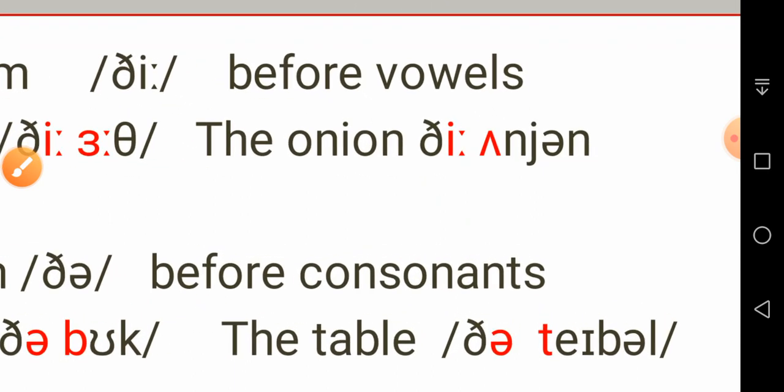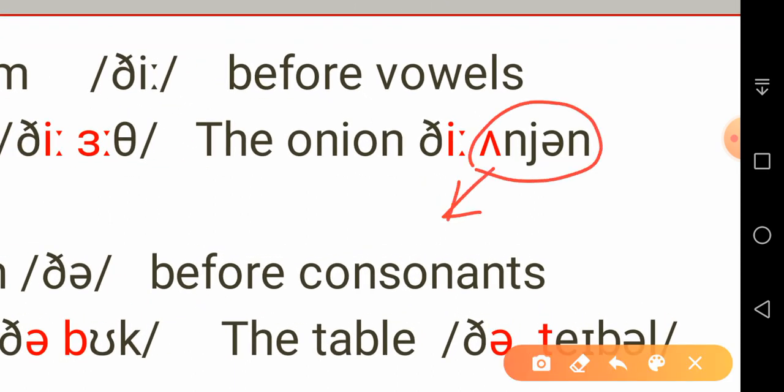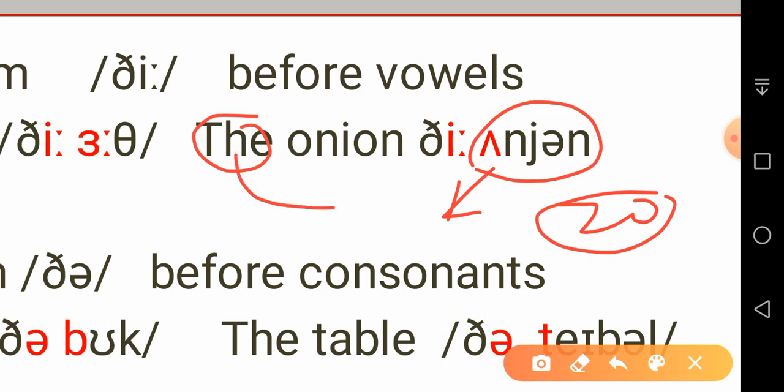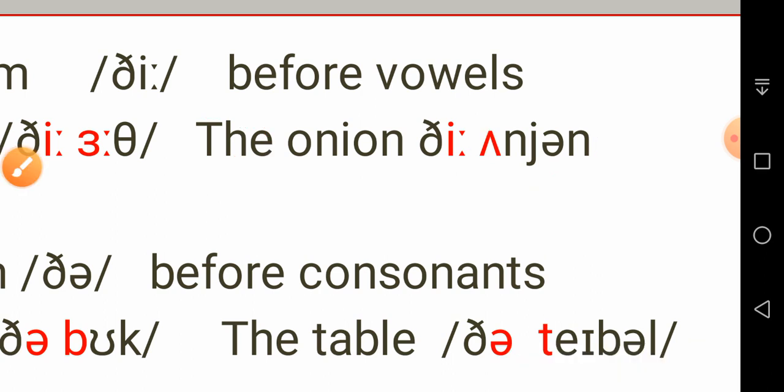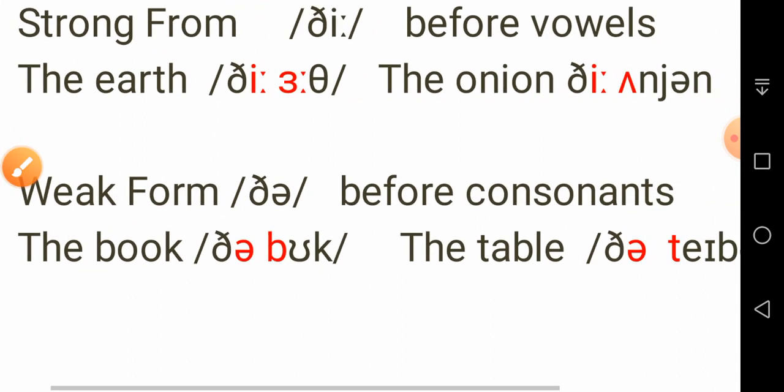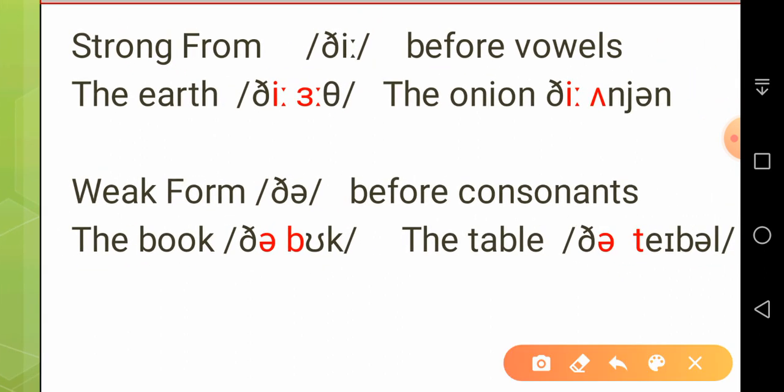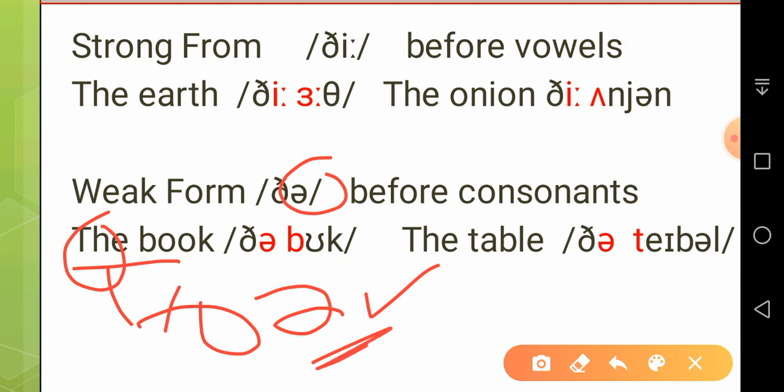Okay, so if the word begins with a vowel sound, there are 20 vowel sounds in English. So this word will be pronounced as the earth, the onion, the egg, the apple, okay, the ink pot, the umbrella. Okay, now if the word starts with a consonant, then we are going to use the weak form. Weak form means there will be a schwa, the book. Why do we say it like this? There is a schwa. If there is a schwa, the form is known as the weak form, okay.